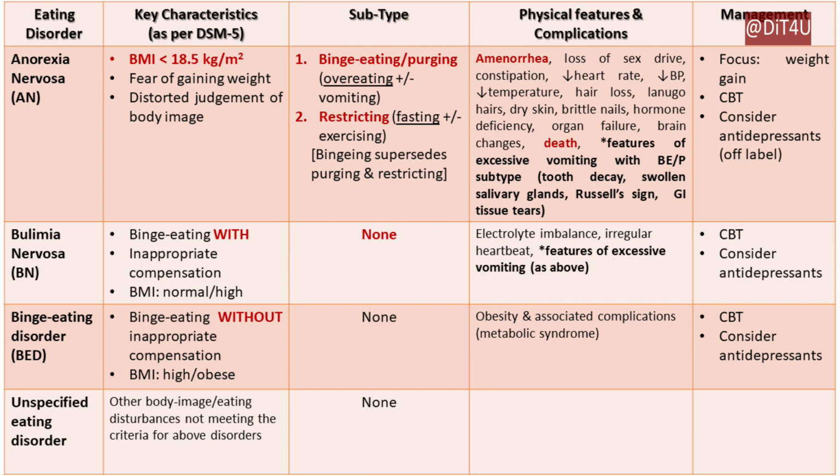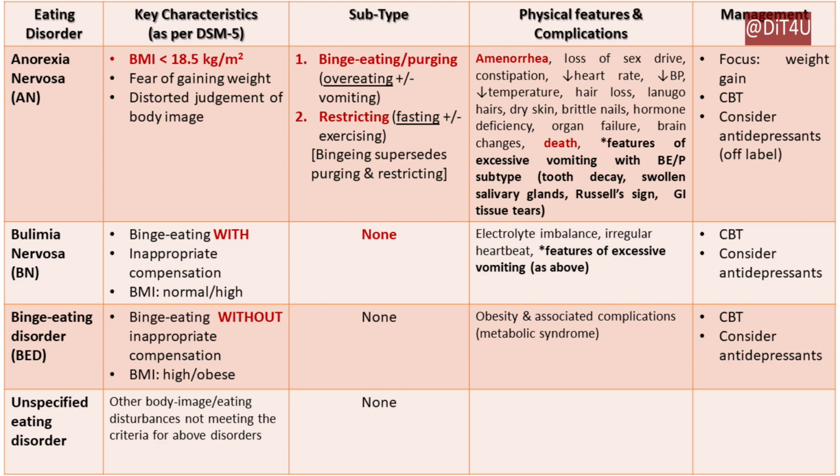Not really used routinely. Then you have bulimia nervosa, which is binge eating has to be present along with inappropriate compensation. So both binge eating and vomiting or purging. BMI could be normal, that is 18 to 25, or high, more than 25. No subtypes in bulimia. Because of vomiting, there can be electrolyte imbalance, irregular heartbeat. Again, features of excessive vomiting such as Russell sign, tooth decay, GI tears, and all those things could be present. CBT, first choice. Consider antidepressants such as SSRIs as adjunct to CBT.